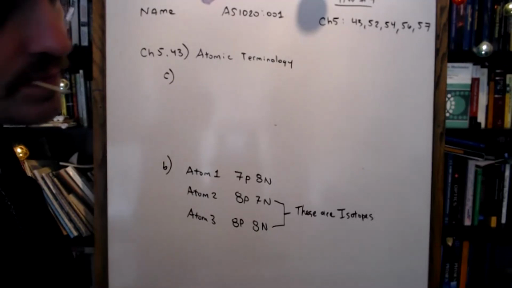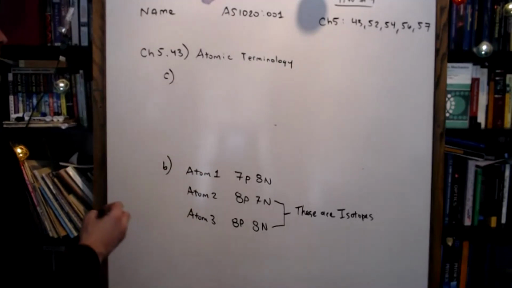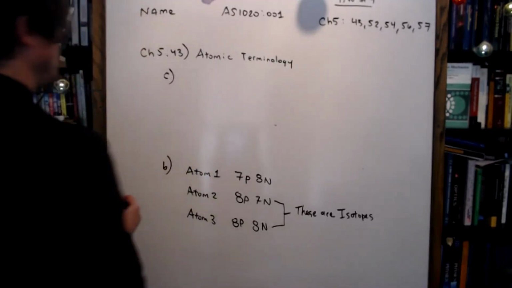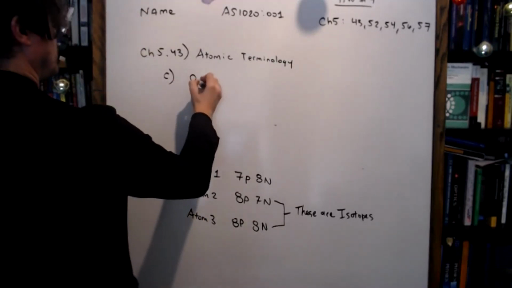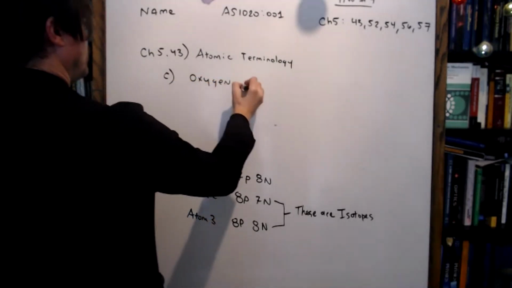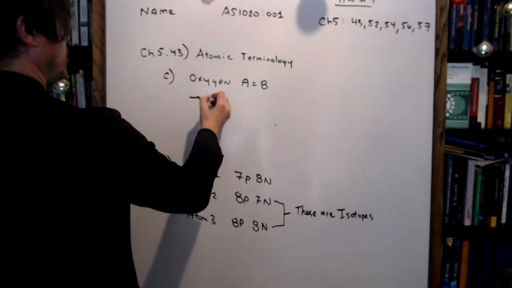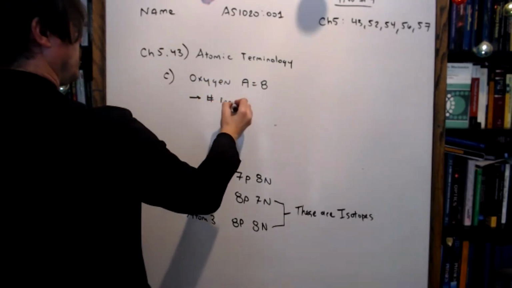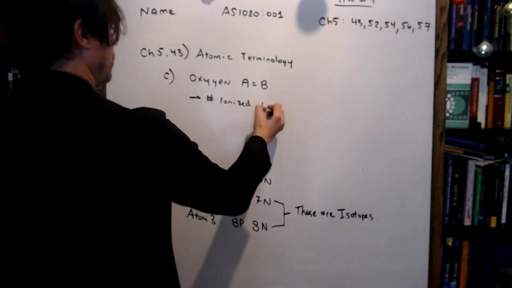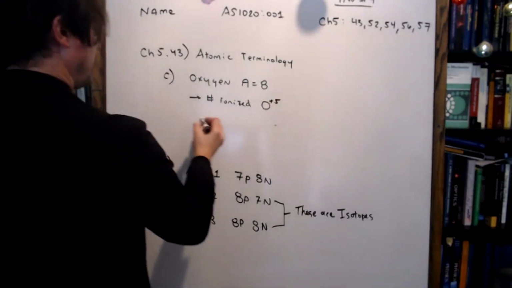You want to read C right now? Yeah, let's do it. All right. Oxygen has an atomic number 8. How many times must an oxygen atom be ionized to create an O+5 ion? How many electrons are in an O+5 ion?